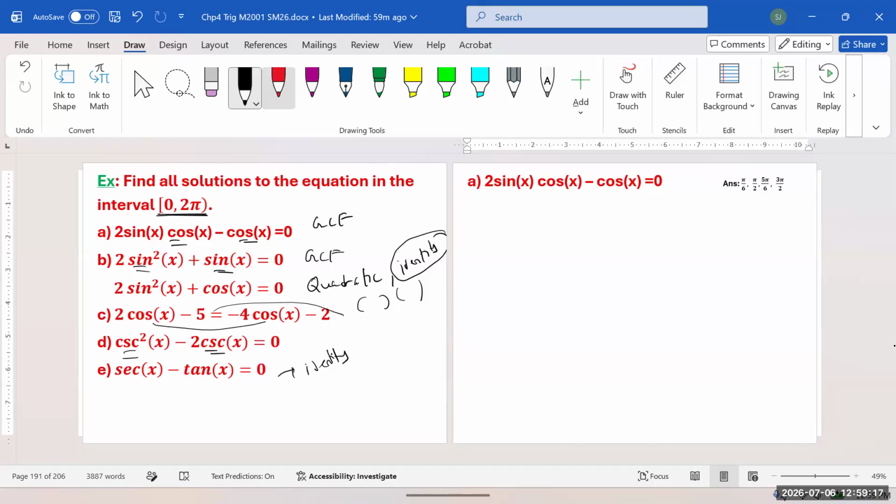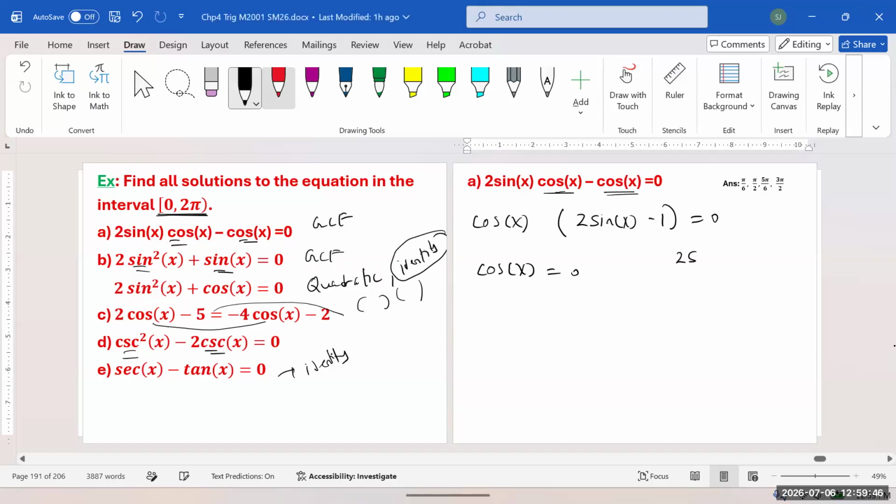So sin x cosine x minus cosine x. As you see, we have a GCF. So factor out your cosine x. So what is left? Sine x minus 1. Great. So just like normal algebra, when you have your factors, you set each factor equal to 0 to solve for the variable. So cosine x equals 0 and 2 sine x minus 1 equals 0.